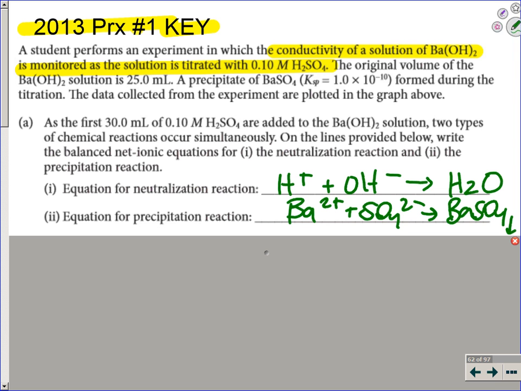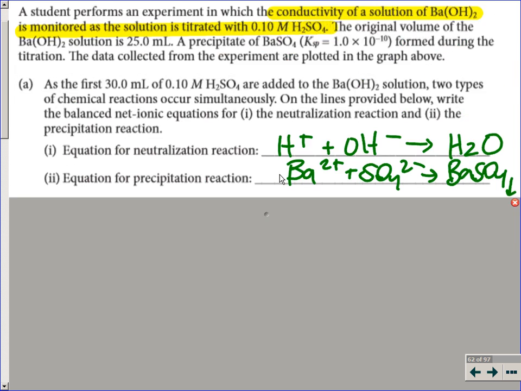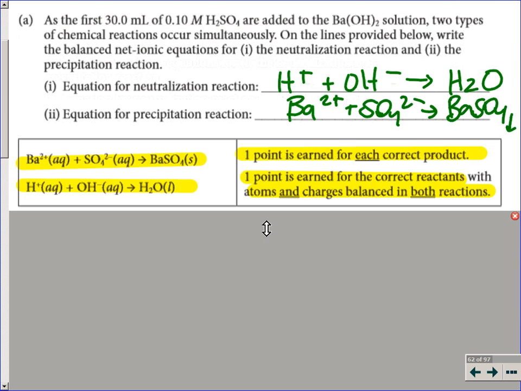Okay, so your point values came in here with 1 point for each correct product. Okay, so 1 point for water and 1 point for barium sulfate. And then a collective 1 point is earned for the correct reactants with the atoms and charges balanced in both reactions. So like H plus and OH minus makes H2O, that's balanced. Ba 2 plus and sulfate, that's balanced. So you have 1 point for each product, 1 point for collectively having all the stuff on the reactant side, right? Right, how many points do we have?